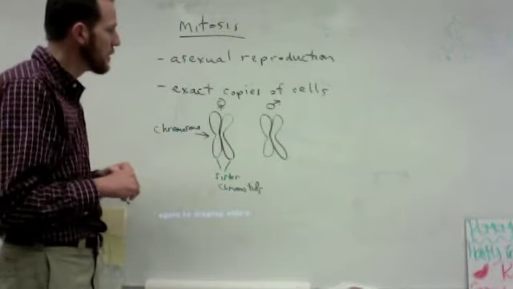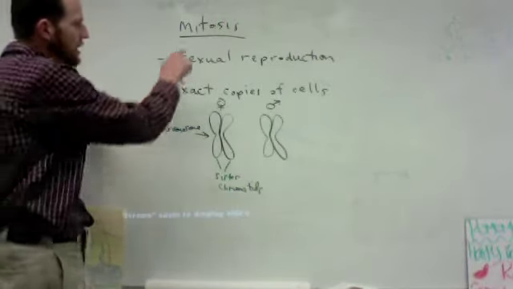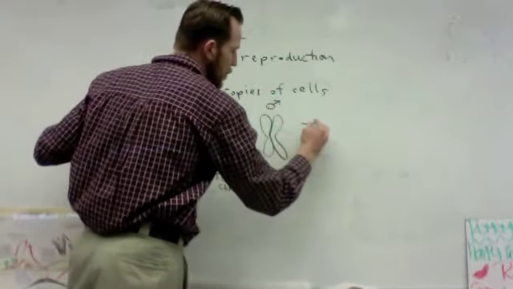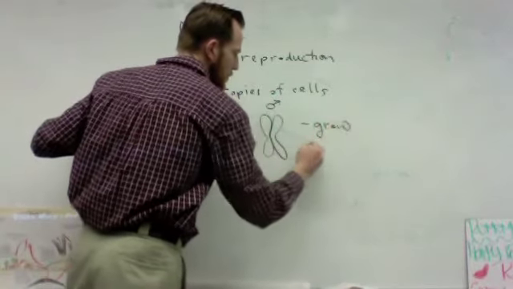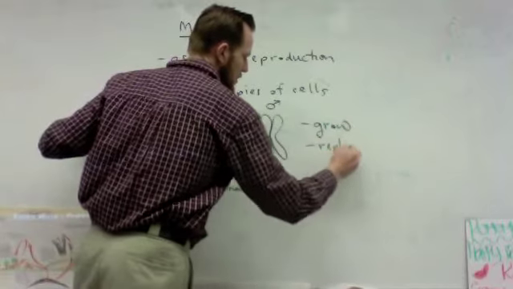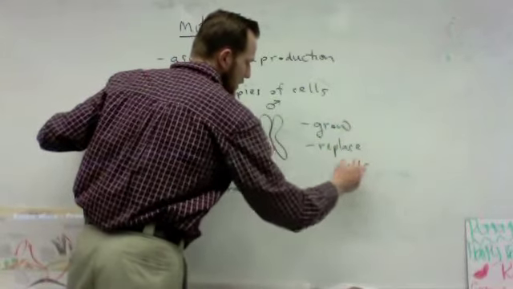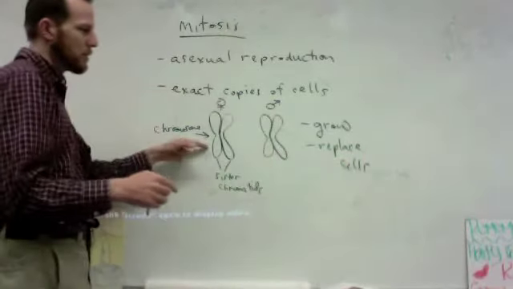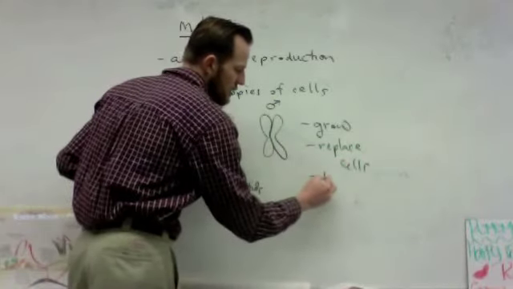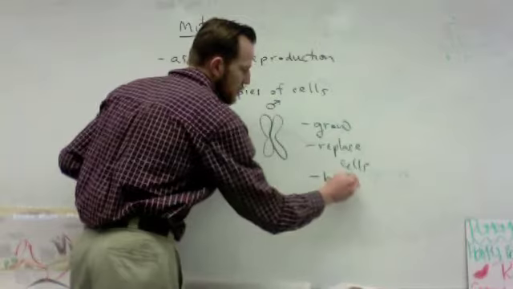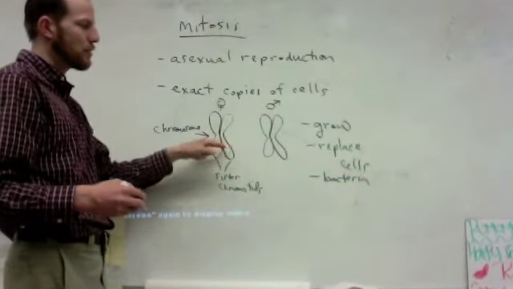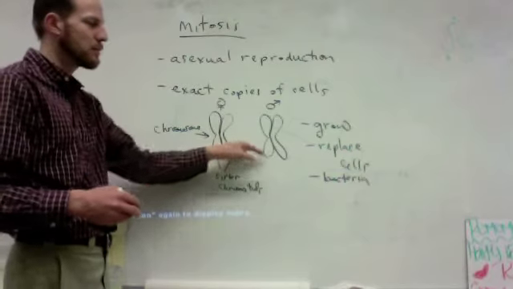Okay, so mitosis is used for a couple different things. One of them is to grow, and replace cells is the other. So to grow and replace cells. And it's also how bacteria, in a similar process, also replicate, although they don't have that type of chromosome. They have circular chromosomes.